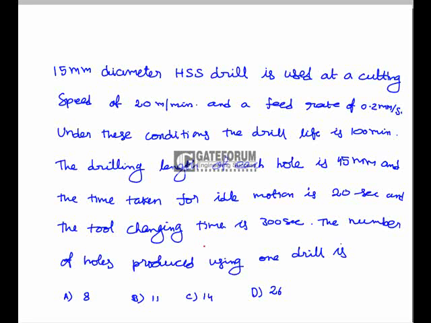A 15 mm diameter high-speed steel drill is used at a cutting speed of 20 meter per minute and a feed rate of 0.2 mm per second. Under these conditions, the drill life is 100 minutes. The drilling length of each hole is 45 mm and the time taken for idle motion is 20 seconds. And the tool changing time is 300 seconds. The number of holes produced using one drill is.